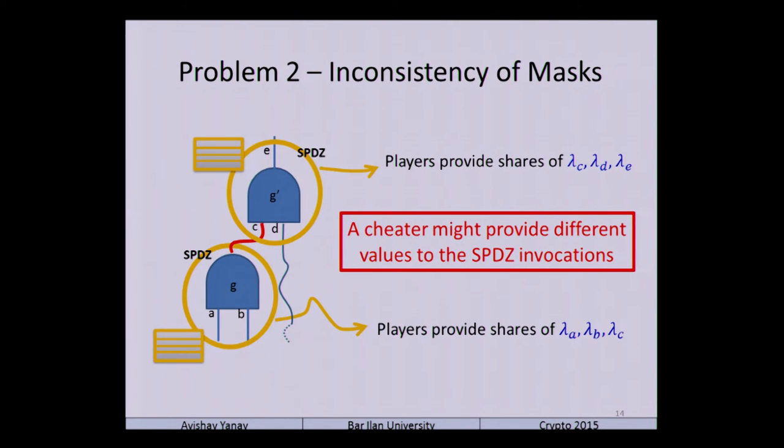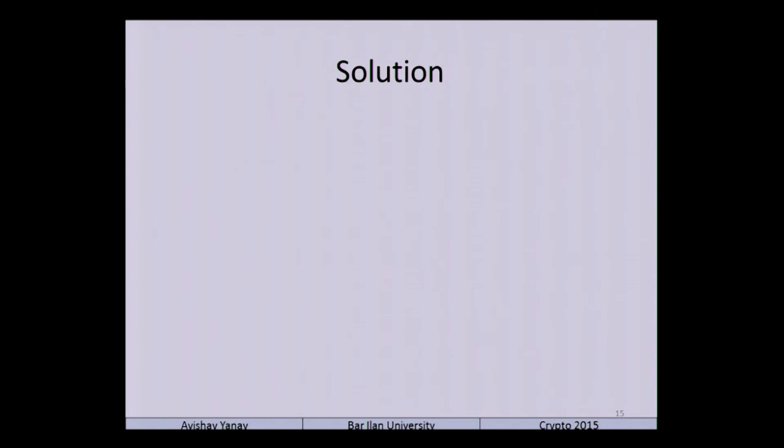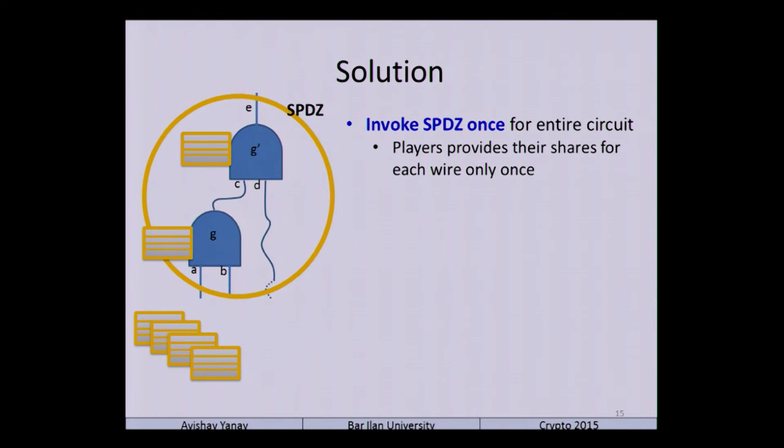The masking bit for this invocation of SPDZ. So it means that the cheater has the potential of providing two different values for the masking bit for each invocation of SPDZ for every gate. So we want to remove this potential. So what we actually do is we do only one invocation of SPDZ computation for the entire circuit.